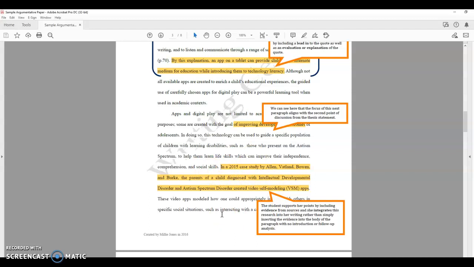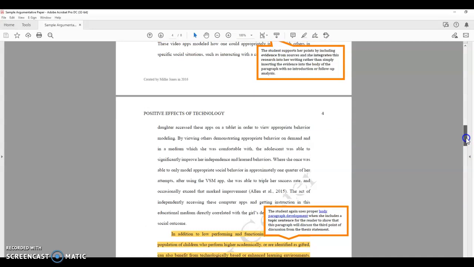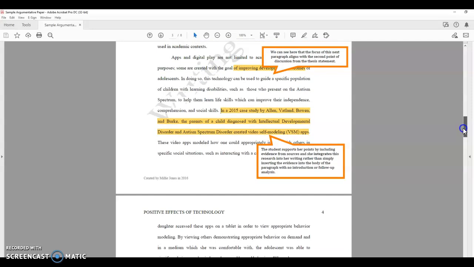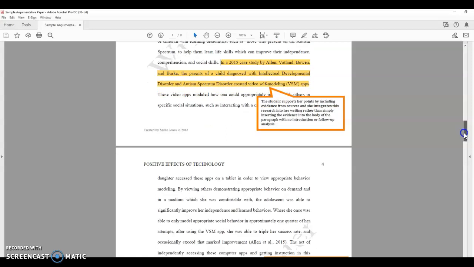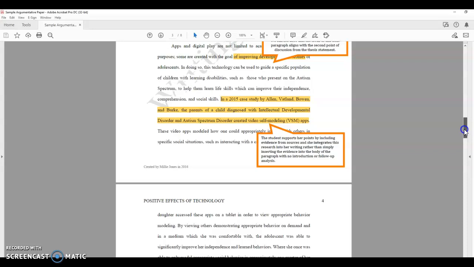She introduces it, okay? So she doesn't just put in the information from the source, she introduces it, and then she says something a little bit more after that. I'll let you pause the video and read through this paragraph so you can see what exactly she does, how she is able to integrate this evidence, how it fits into her discussion, and how she follows up. So pause the video and read through this on your own.